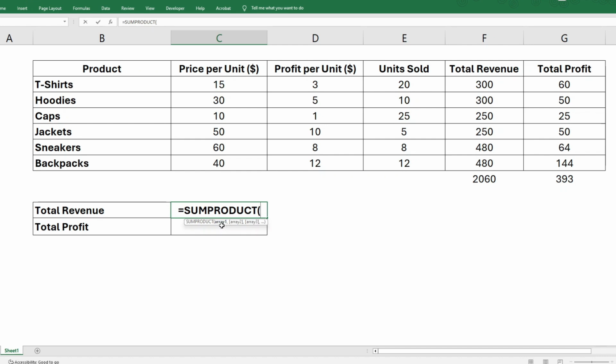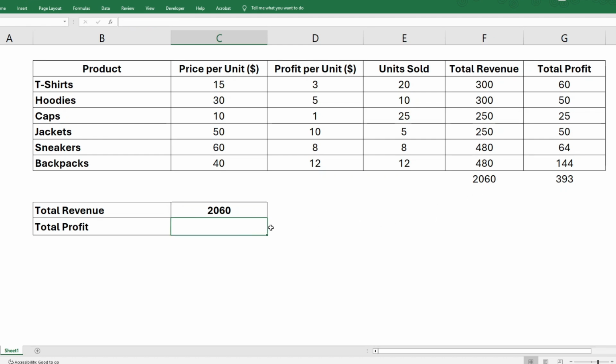What it asks for as parameters are arrays. Arrays are nothing but ranges. So the first array is my price per unit. After that, my second array is going to be my units sold. So after the first array, comma, then units sold, close parenthesis, enter, and it automatically multiplies them and adds them up to give you the total revenue, as you can see here.